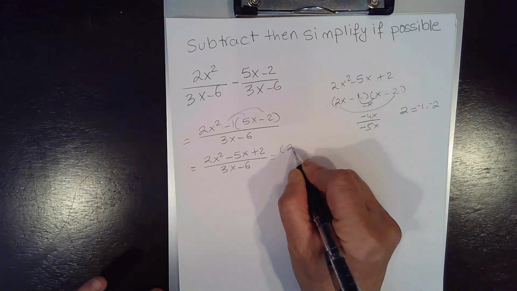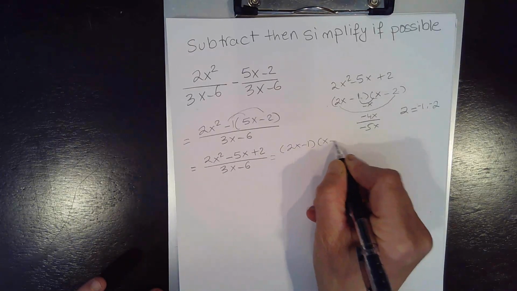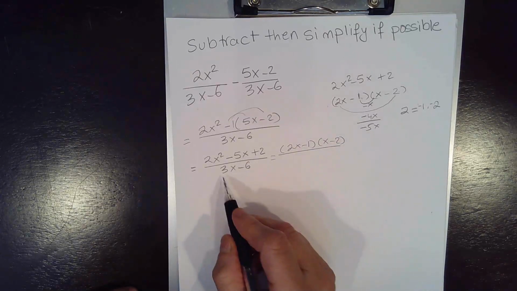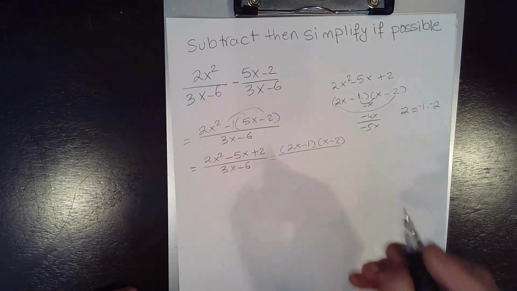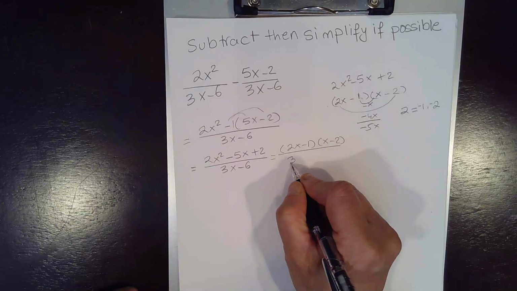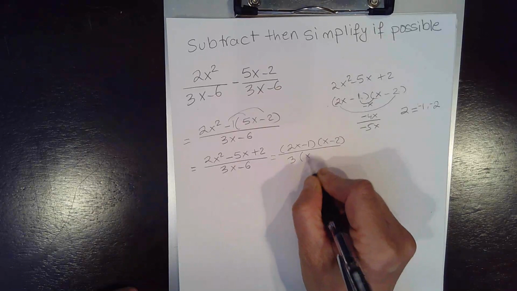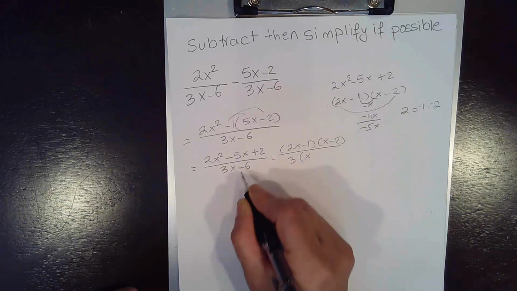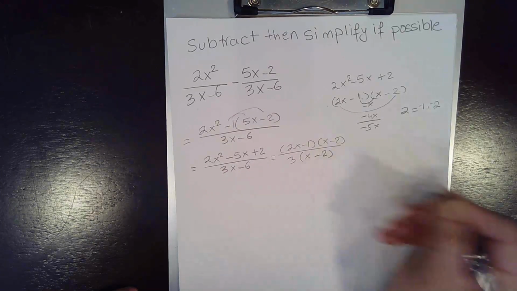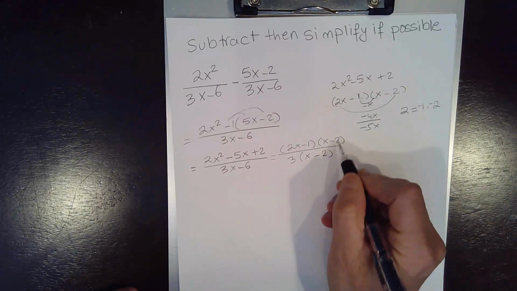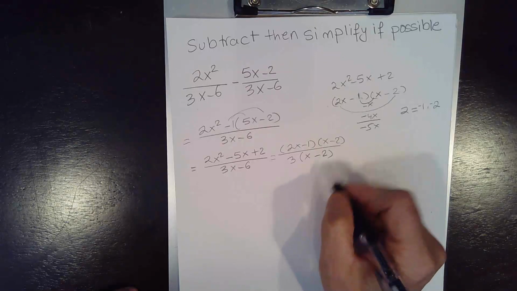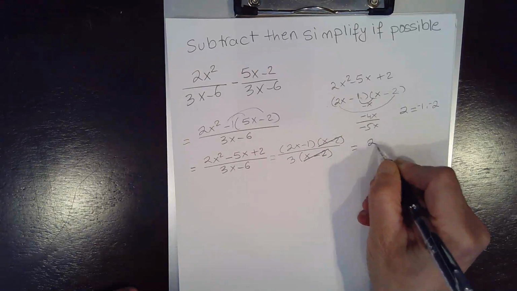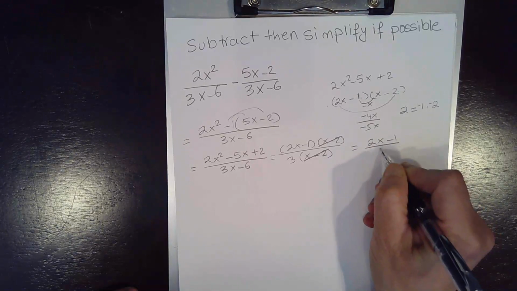You have 2x minus 1 times x minus 2, divided by, now what can I factor from the denominator? You notice that the GCF is 3. So we factor 3 out and we get x, since 3x divided by 3 is x, and 6 divided by 3 is 2, so you have a minus 2. You notice this simplifies. We have a common binomial in the numerator and the denominator. They cancel out, and the answer is 2x minus 1 over 3.